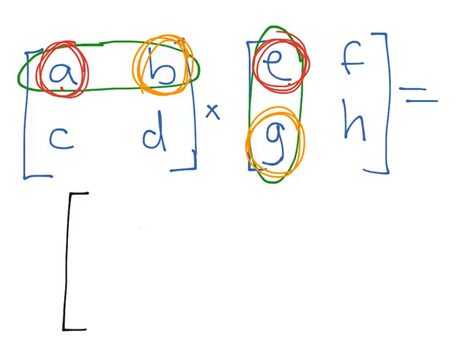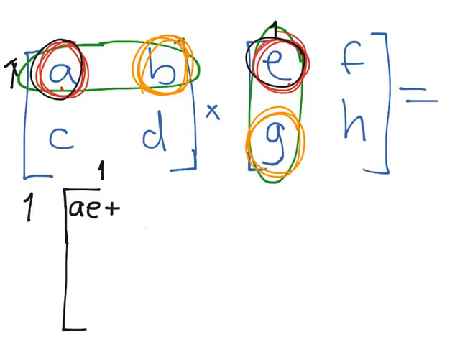For our resulting entry 1, 1, we are using the first row, so the result must be in the first row, and we are using the first column, so our result must be in the first column. That's how we know where the result should be placed in the resulting matrix. We multiply A times E, the first times the first, so AE, and then we add B times G.